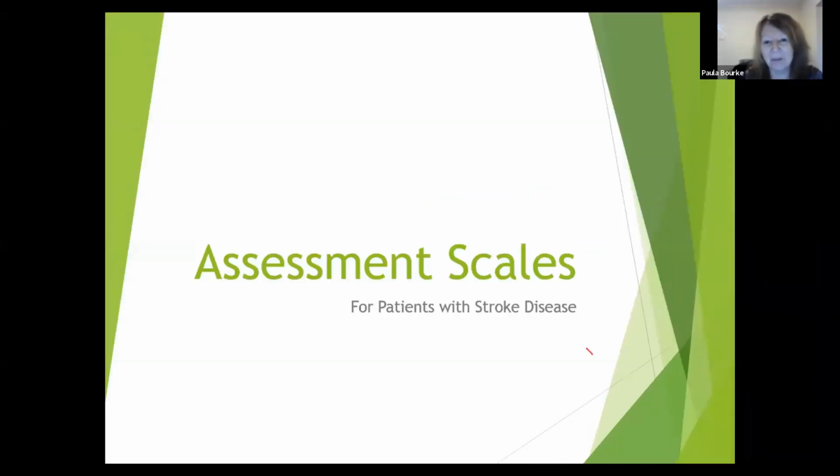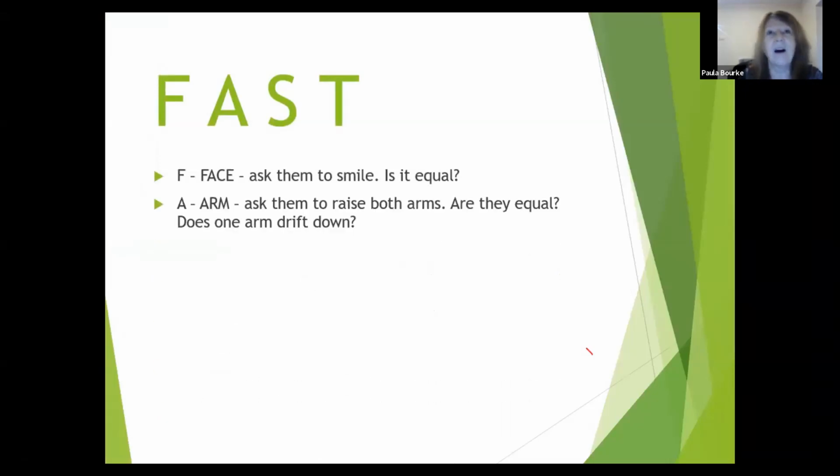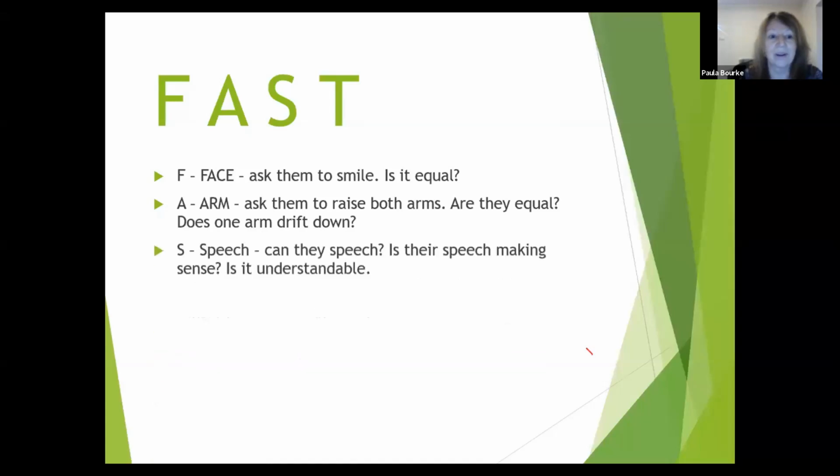But for now, I will start with the assessment scales that we use within the stroke service. We all know FAST. What does it stand for? Face: can they smile? Is it equal? Arm: can they raise both? Are they equal? Is one going down? Was one lifted and then dropped?